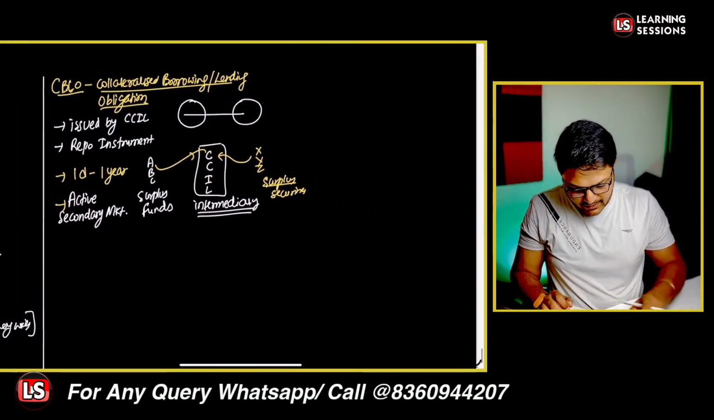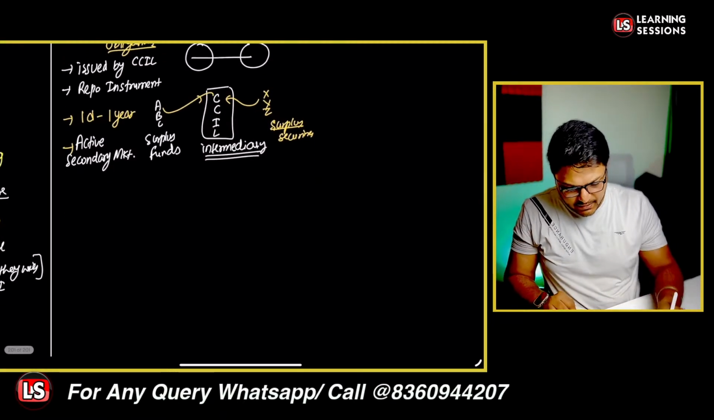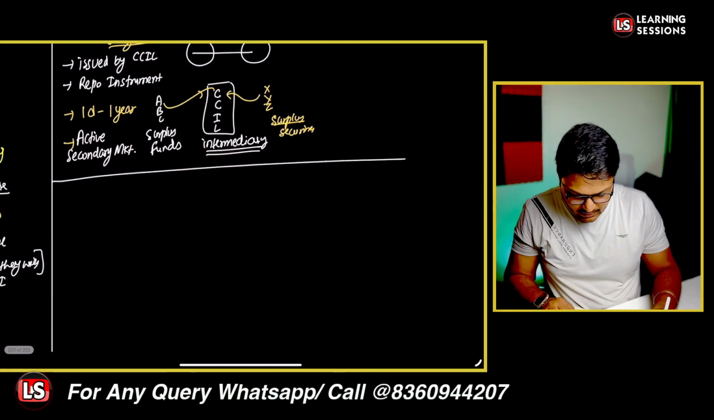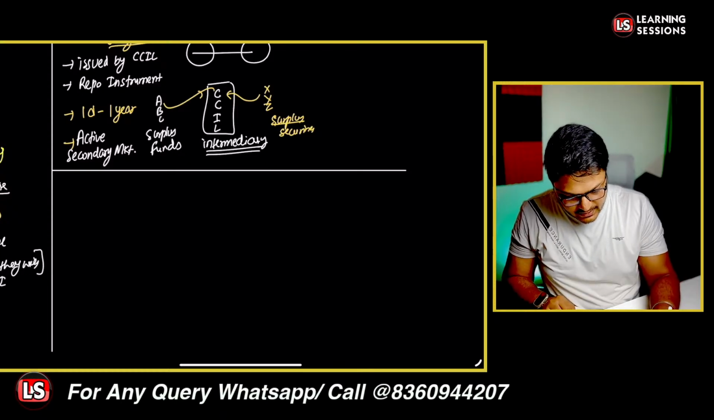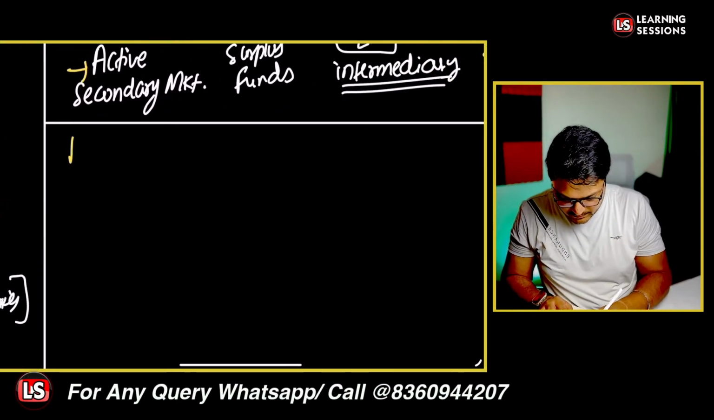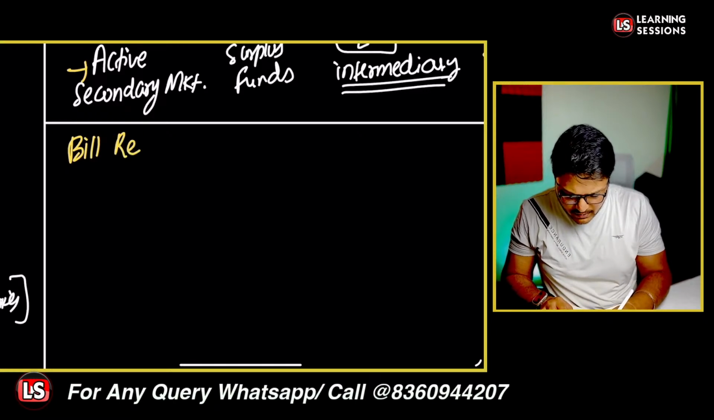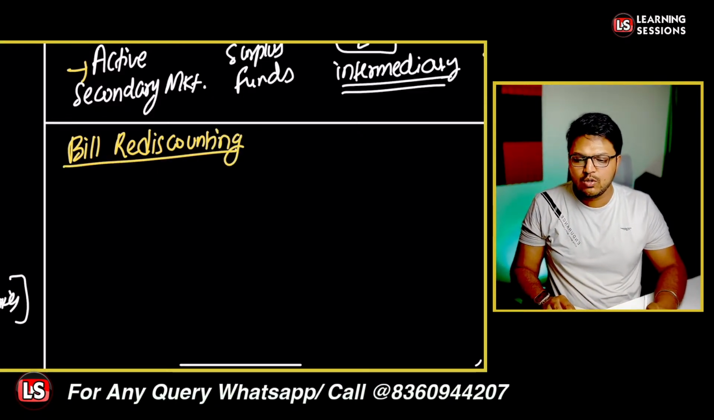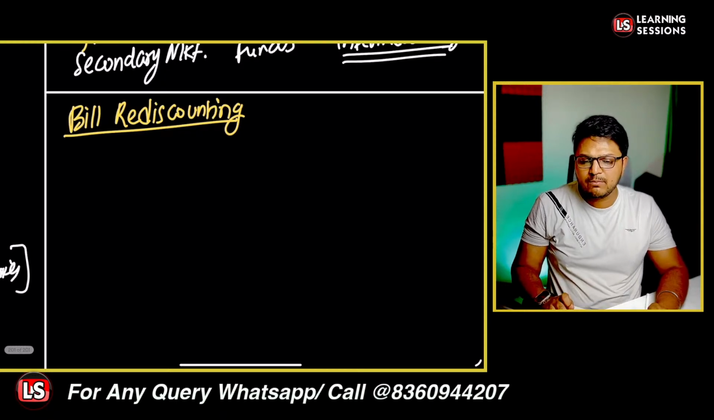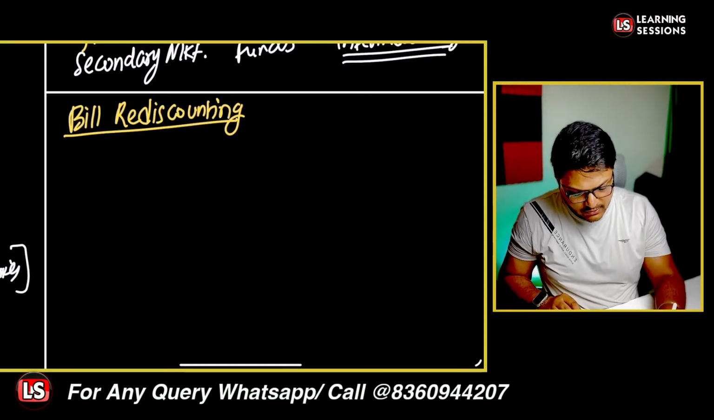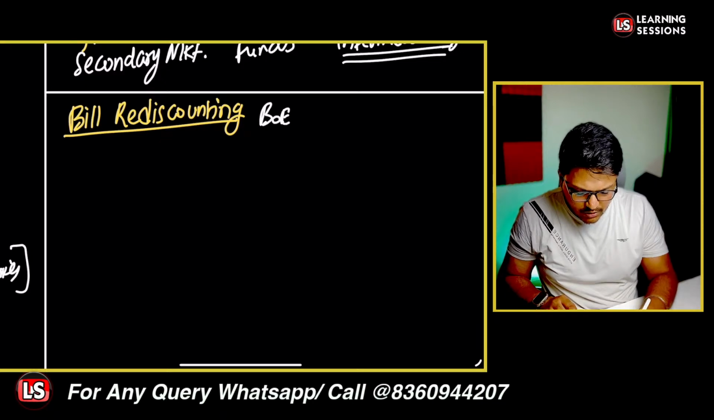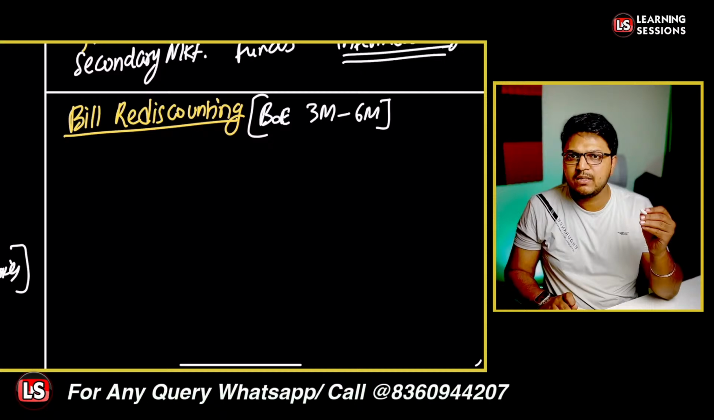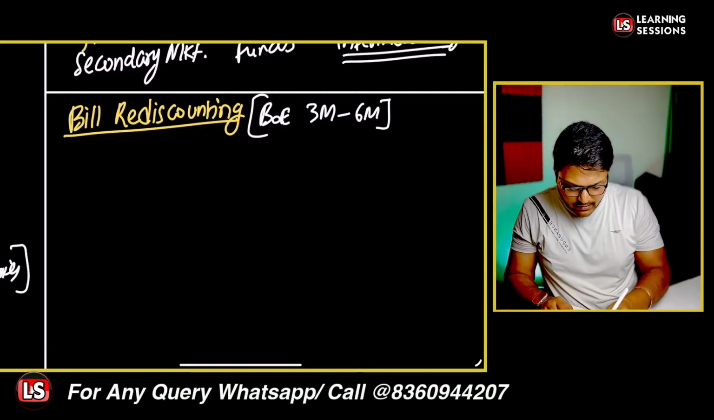Okay. After that, it's related to bill rediscounting. I've already given an idea related to bill rediscounting in the case of the foreign exchange market, but it's actually related to the money market now. So Treasury will discount the bill of exchange of short-term nature, those bills of exchange with a residual maturity of 3 months to 6 months. Those are rediscounted by the Treasury.